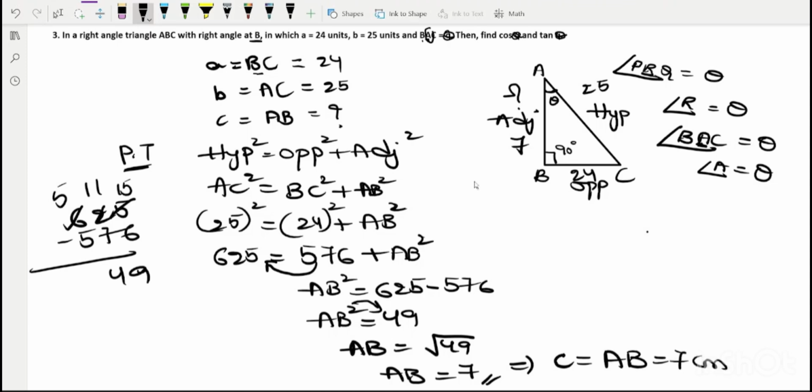Now the actual problem starts. He has asked us to find the values of cos theta as well as tan theta. So let us find them.